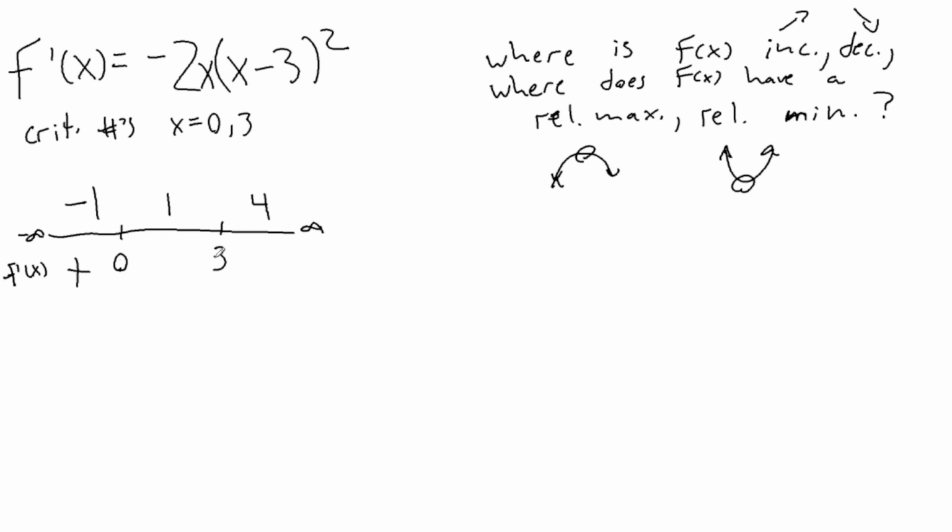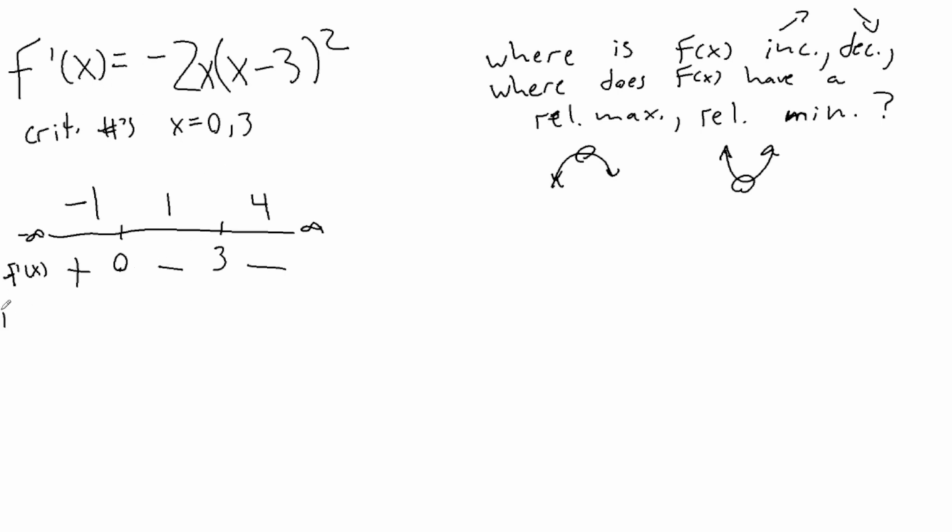Now, between 0 and 3, we chose 1, so let's plug in 1. We already know this is going to be positive because anything that's squared is positive. So we're going to have positive times negative 2 times 1, which is negative. So this is going to have a negative output. Finally, let's plug in 4. This is going to be positive because it's squared, and negative 2 times positive 4 is negative 8, so this is going to have a negative output if we plug in 4 to f prime of x.